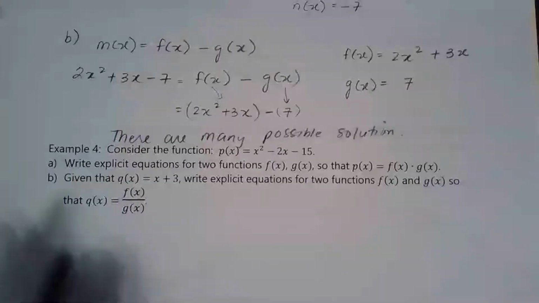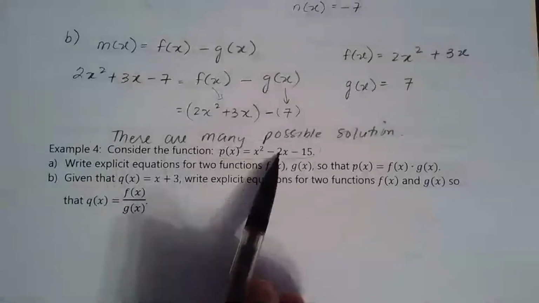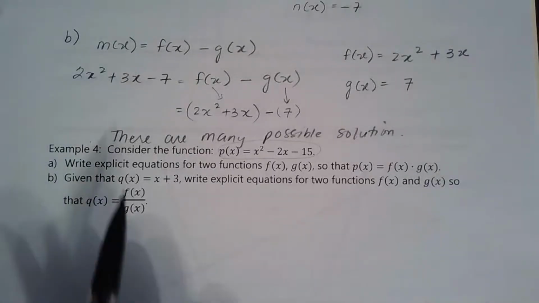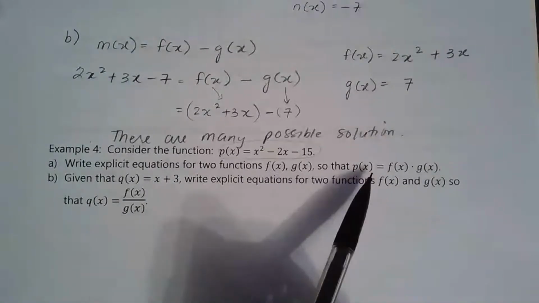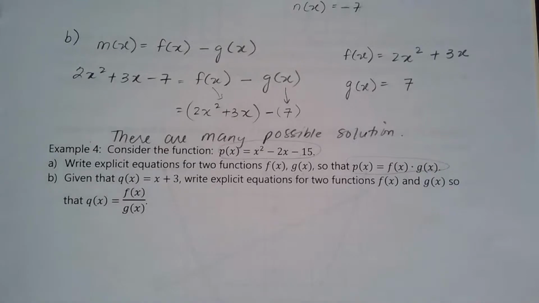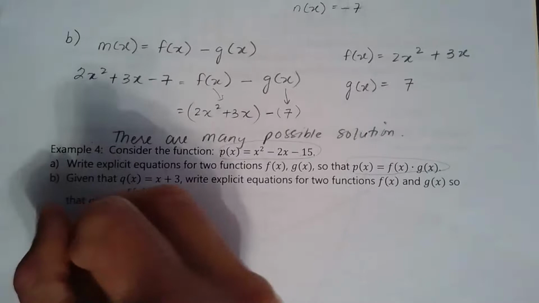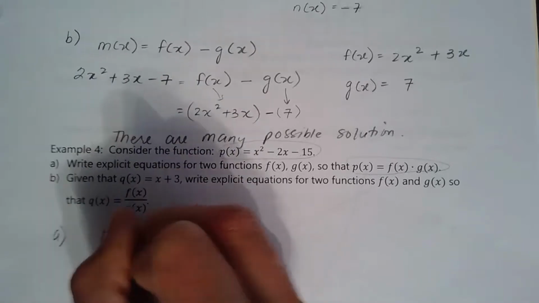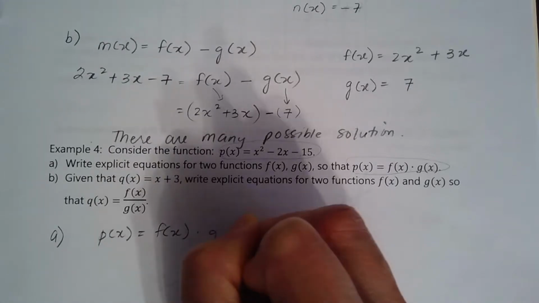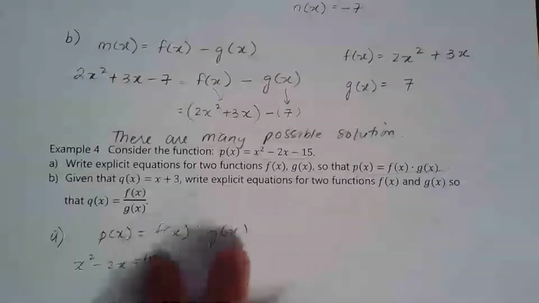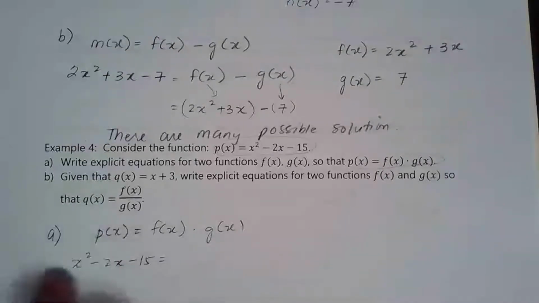It says here, consider the function p of x is equal to x squared minus 2x minus 15. Write explicit equations for two functions, f of x and g of x, so that p of x is the product of those two functions. So for letter A, we know that p of x is equal to f of x times g of x. So p of x is two functions that when I multiply these together will equal that.